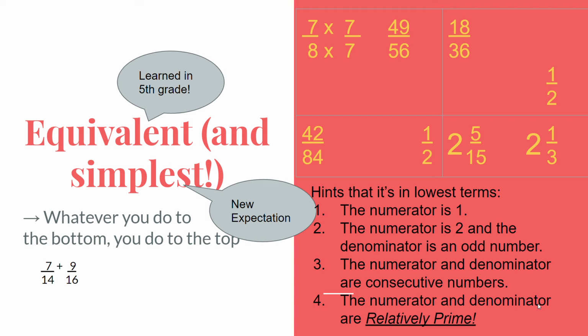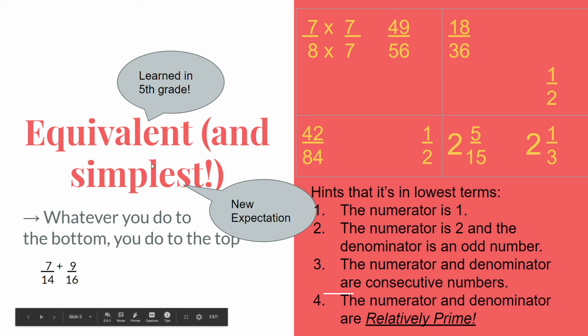Equivalent fractions. They learned in 5th grade. Simplest form. They learned in 5th grade. However, they were not expected to write all their answers in simplest form in 5th grade. They now are. There's a lot of times that they'll give me an answer and I'll say, oh, well, that's the right amount, but it's not the right answer. So that's a hint that they have to put it into simplest form or lowest terms.